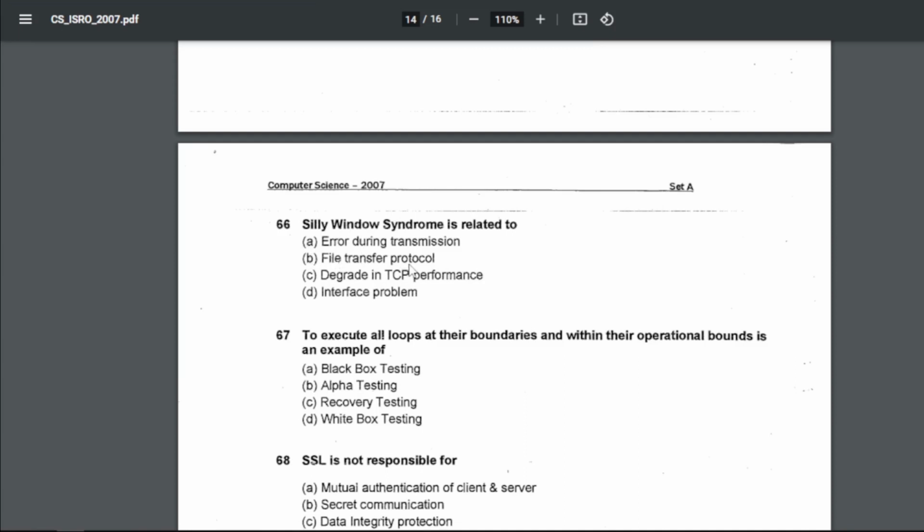66 is silly window syndrome is related to what? Basically, silly window syndrome is related to degradation in TCP performance. Again, silly window syndrome is related to degradation in TCP performance. C will be the answer.